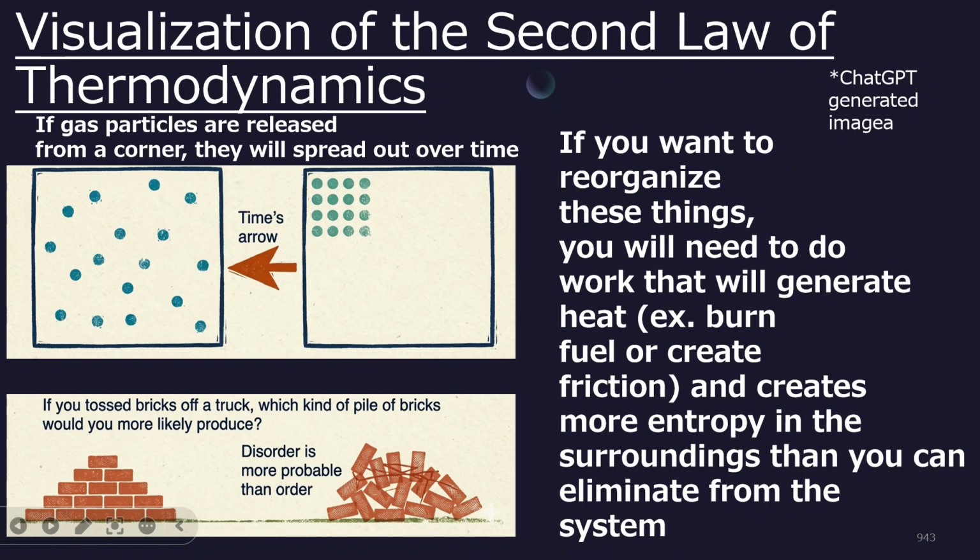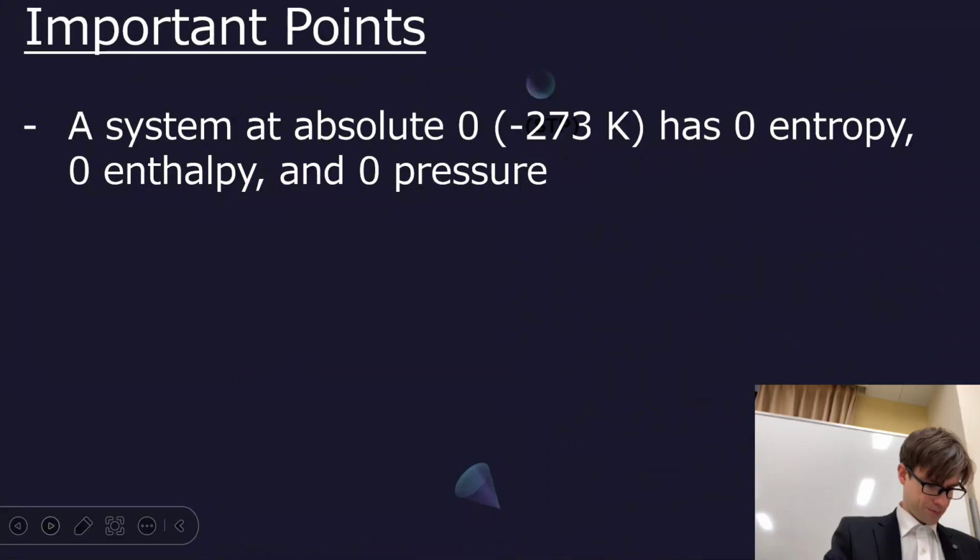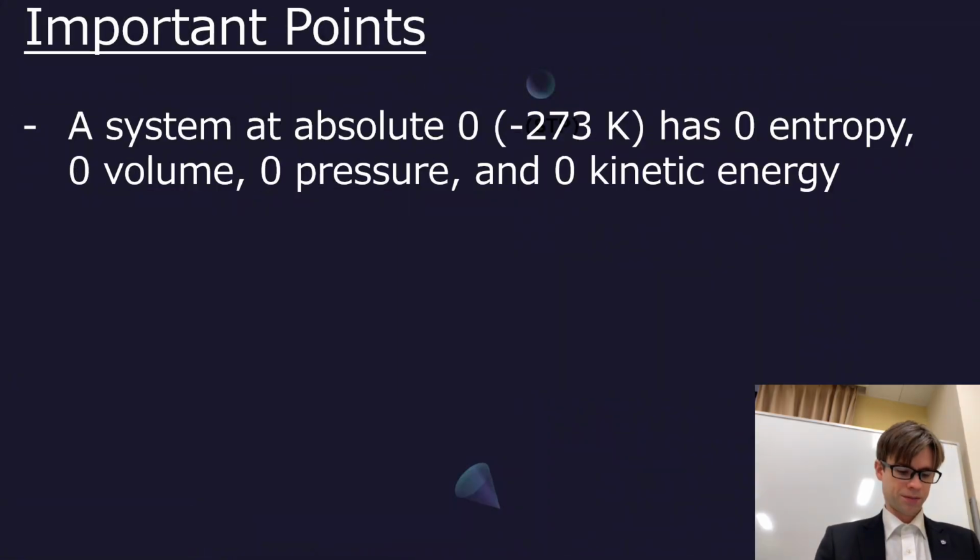Okay, what else? Important points. A system at absolute zero, a concept I introduced in the first lesson or two. Absolute zero is minus 273 Kelvin.